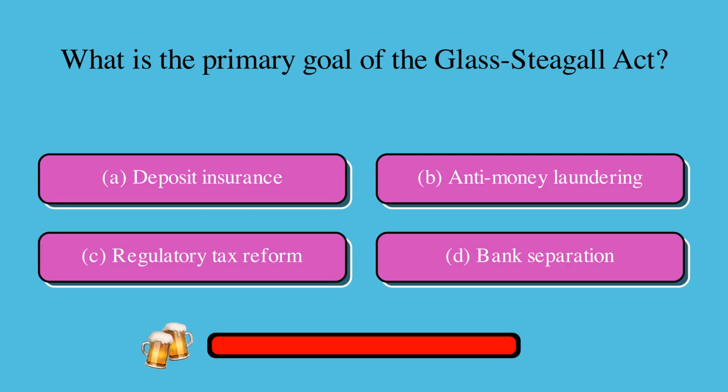What is the primary goal of the Glass-Steagall Act? Is it A. deposit insurance, B. anti-money laundering, C. regulatory tax reform, or D. bank separation? The correct answer is D. bank separation.